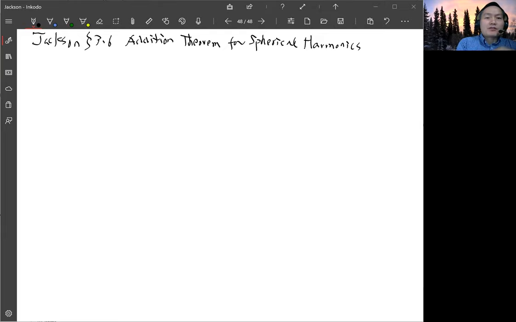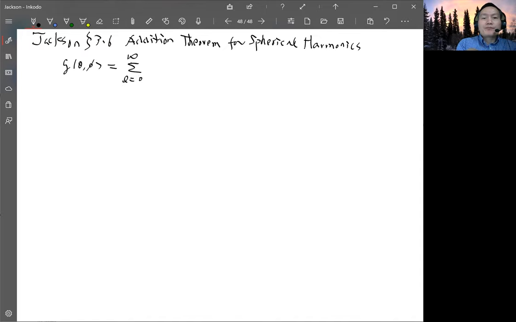If you have a function g that depends on spherical angle theta and azimuthal angle phi, you can expand that in spherical harmonics, with L from 0 to infinity and M from minus L to L, and some coefficient A_LM and Y_LM of theta and phi. That's just the usual expansion by spherical harmonics.